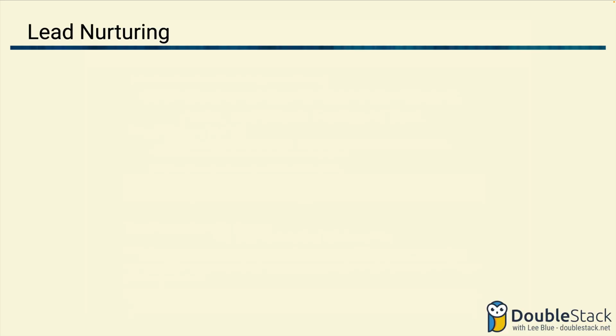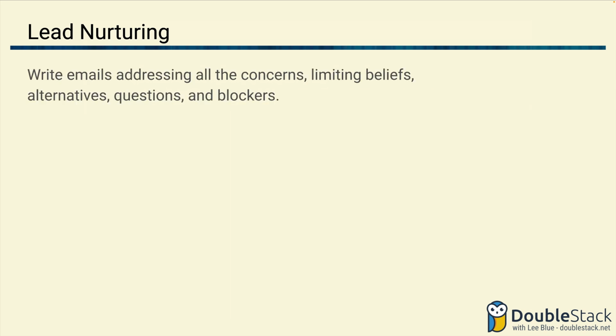And then once I have the email address, I'm going to send out the customized plan. After I have that, I'm going to start writing emails addressing all the concerns, limiting beliefs, alternatives, questions, and blockers, like all that other stuff that we talked about in the persona. And here's an example of some of the emails that I probably would send in this email nurturing campaign.